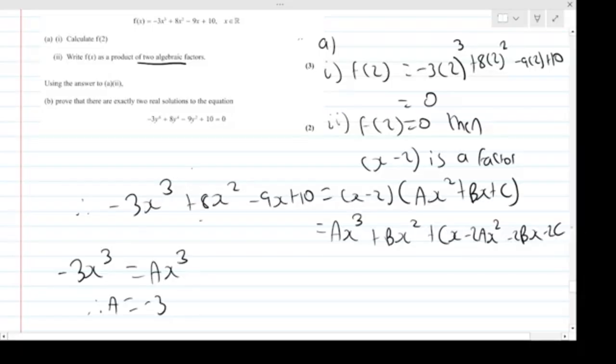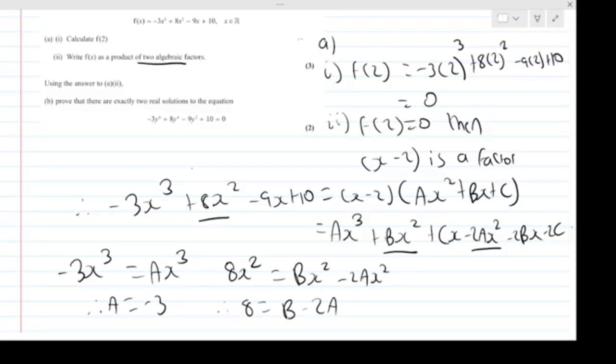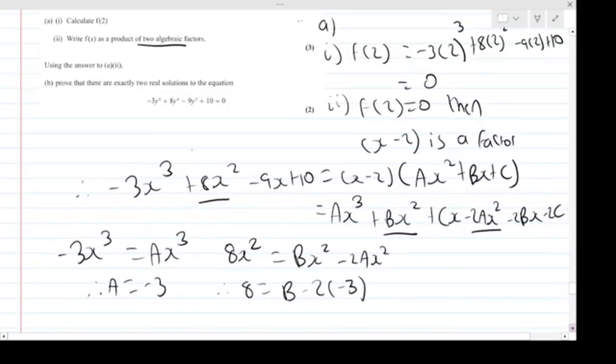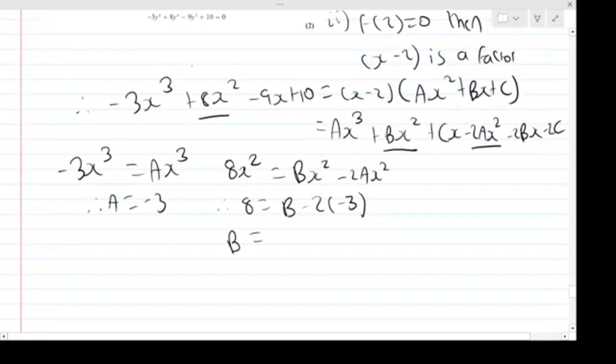Then let's compare the x squared part. So we have 8x squared here, and the x squared parts on the right will be bx squared and then minus 2ax squared. Therefore the coefficients are equal, so 8 is b minus 2a. Now a, we already worked out, is minus 3, so that's 2 lots of minus 3 there. Then we can solve for b, because b would be, well, minus 2 times minus 3 is plus 6, so 8 take away 6 would be 2. There we are.